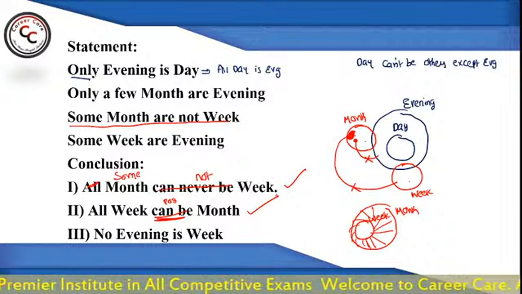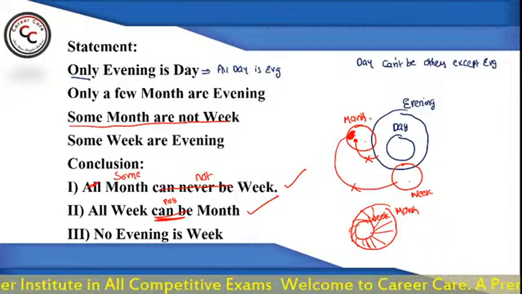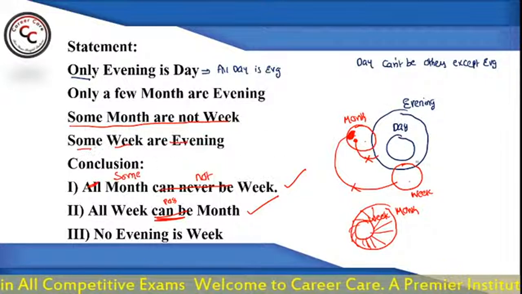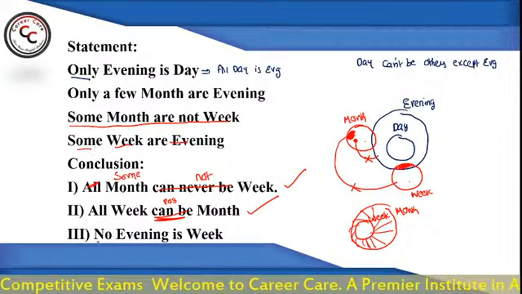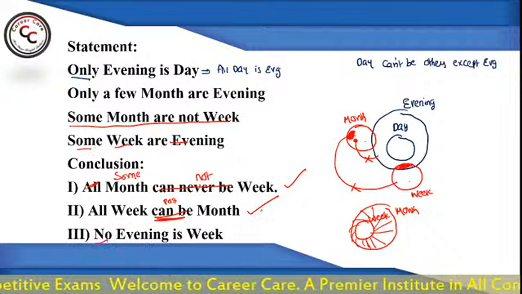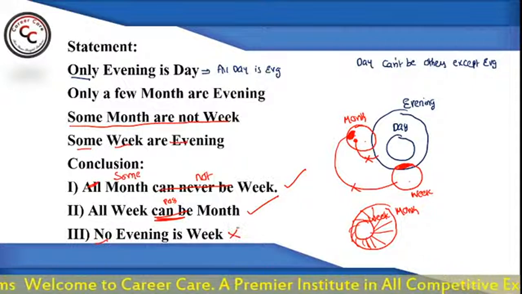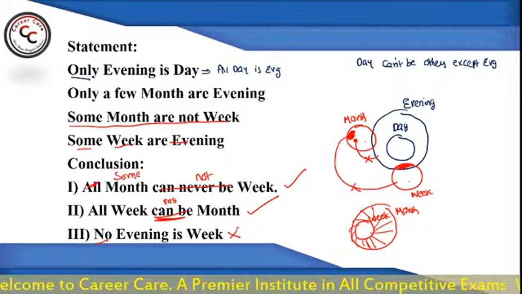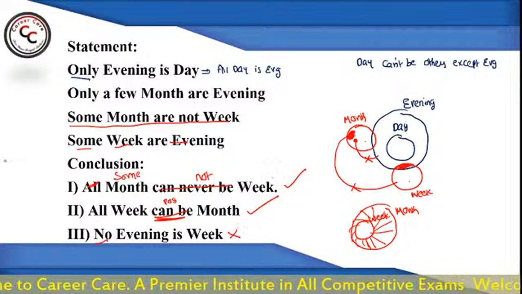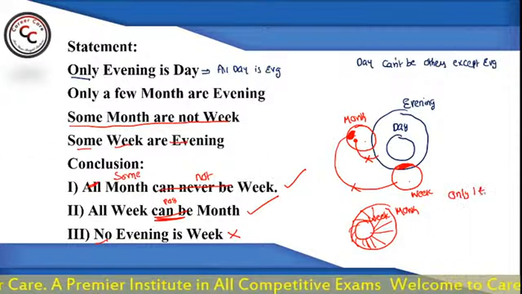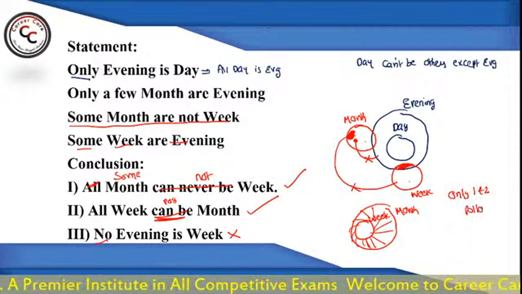Now look at 3. What does 3 say? No evening is week. See, the relation between evening and week is some. But what he has given is no. Some is different, no is different. That's why conclusion number 3 will be false. Simple. Right? So ultimately, our answer for this particular question will be only 1 and 2 follows.